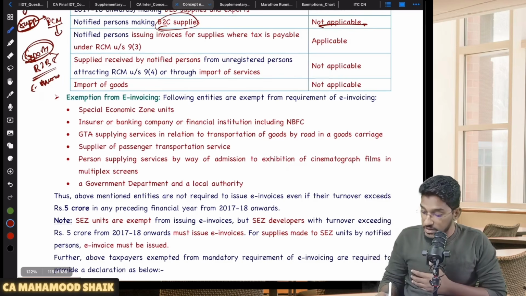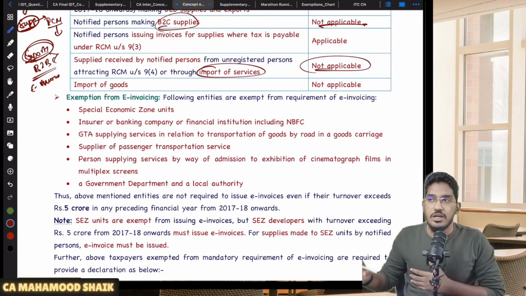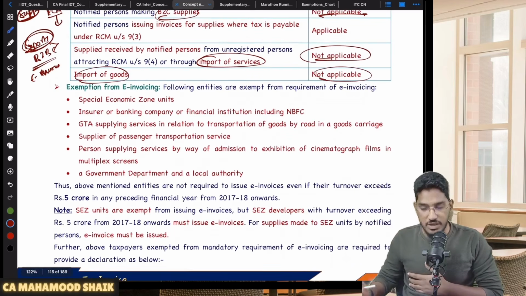And for import of services, no. For import of services, there is no requirement of generating the e-invoice. Why? Because e-invoicing is applicable for your outward supplies, not for inward supplies. So import of goods also, it is not applicable.